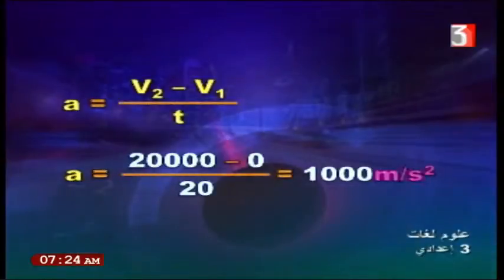Firstly, we will find the acceleration from this law: (v2 minus v1) over t. The final velocity v2 will be converted from kilometer to meter per second. So the final velocity equals 20,000 meter per second, minus v1, or 0, over 20, it will be 1,000 meter per second squared.